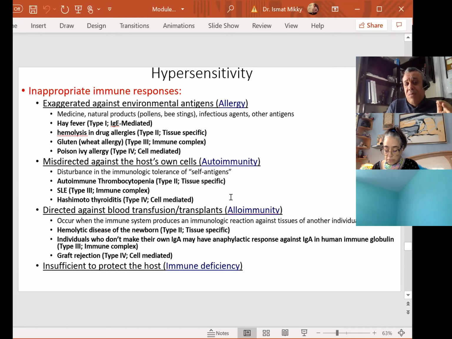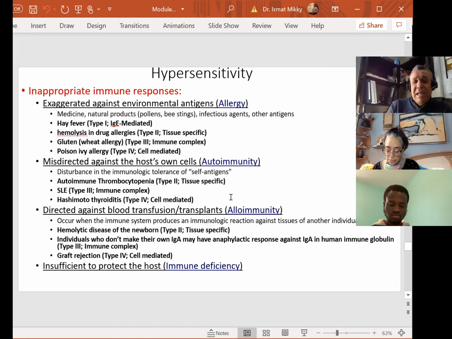In the first three, type 1, 2, and 3, what is involved in the allergic reaction is the antibodies, the immunoglobulins. They are part of type 1, 2, and 3. But type 4 doesn't include any antibodies or immunoglobulins. It's cell mediated. An example of this is the poison ivy allergy. Or when you inject a PPD test, when you do the test for TB, that's a cell mediated allergic reaction.